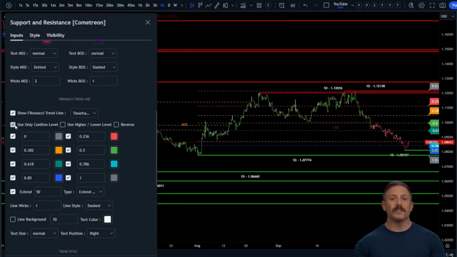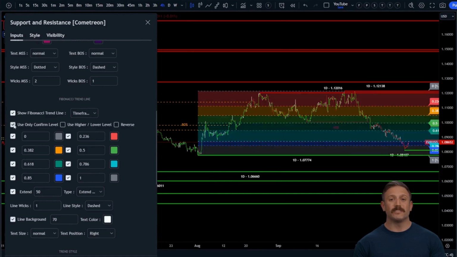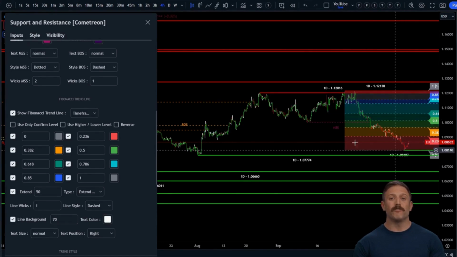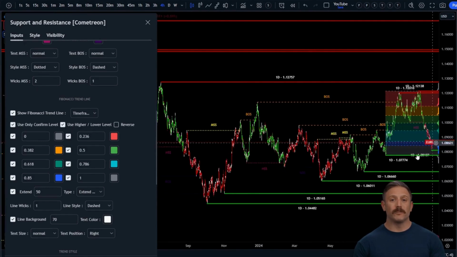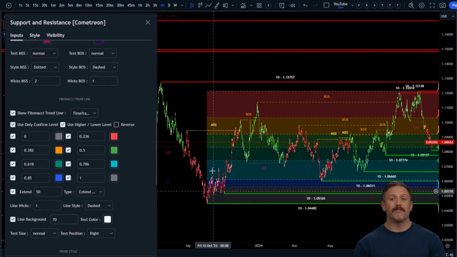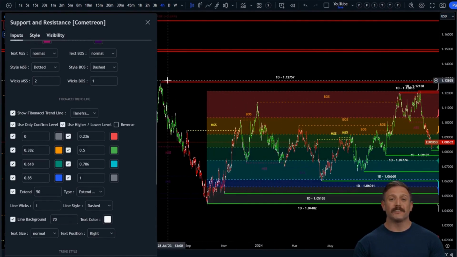Activate Use Only Confirm Level if you want the system to use only the last two confirmed levels, and Reverse to invert the lines. While Use Higher Lower Level is to use the currently active maximum and minimum levels of support and resistance, it will update each support level, as in this case, up to another active resistance.